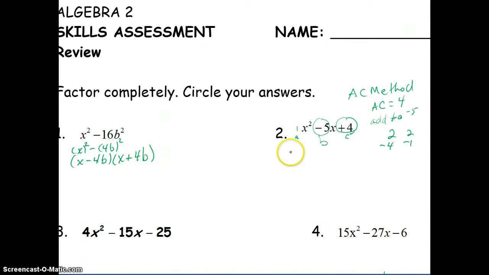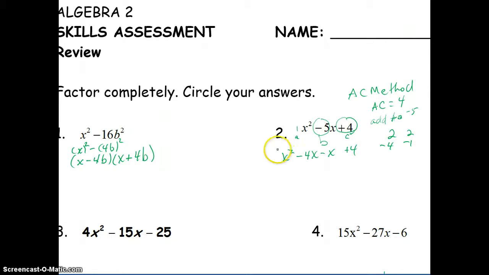Our next step is that we rewrite this equation. So we start with our first term, x squared, and instead of minus 5x, we're going to write that as minus 4x and minus 1x. And then our last term will be plus 4. Notice that this middle term is just rewritten as a combination of two terms. The reason we do this is that we can now factor by grouping.